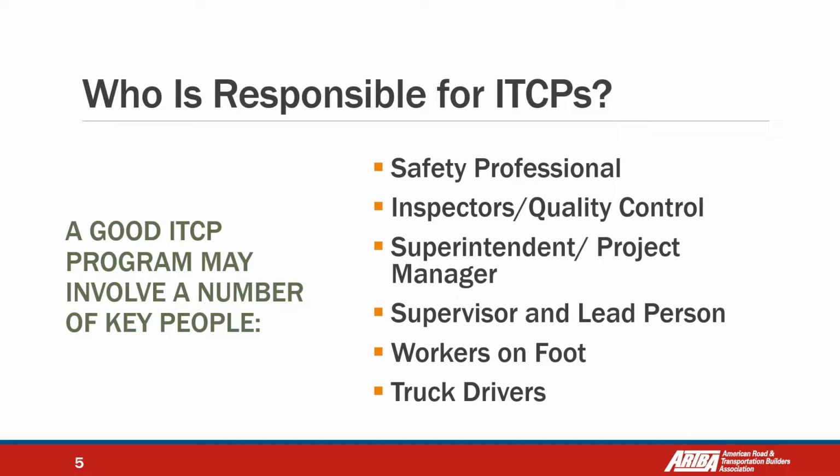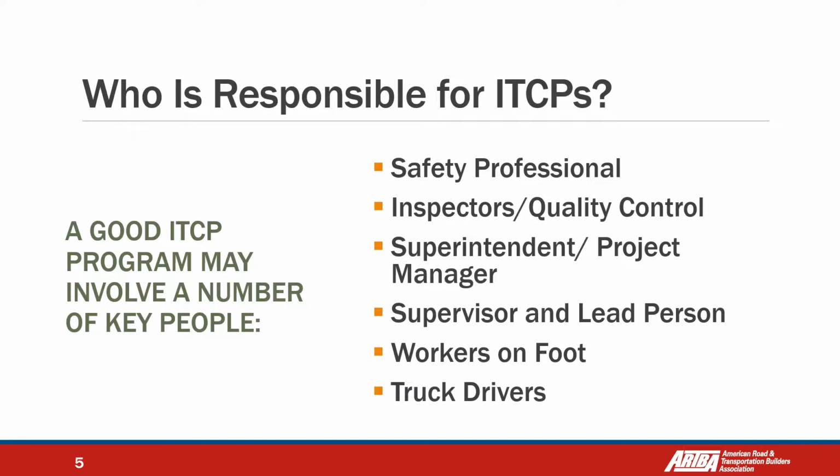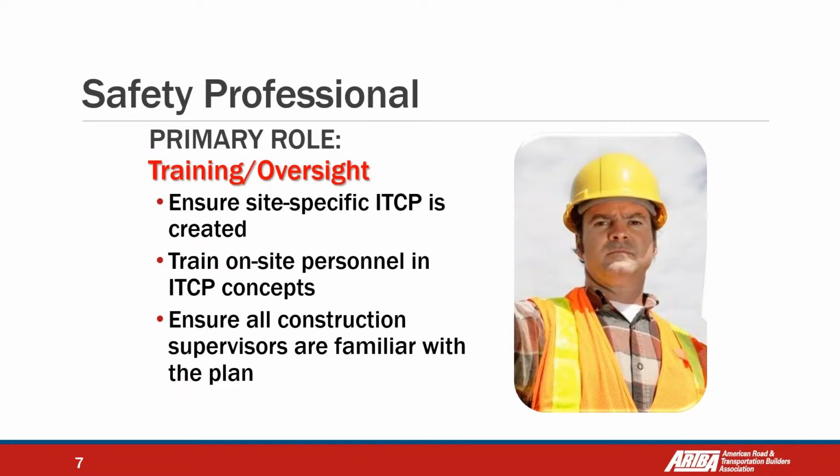So a good internal traffic control plan program may involve a number of key people. For example, the safety professionals. What is the role of the safety professional? What about inspectors, quality control, superintendent, project managers, supervisors, and lead person, workers on foot, truck drivers, equipment operators, spotters, site visitors, surveyors, OSHA, senior management. So everybody has something to do in the internal traffic control plan.